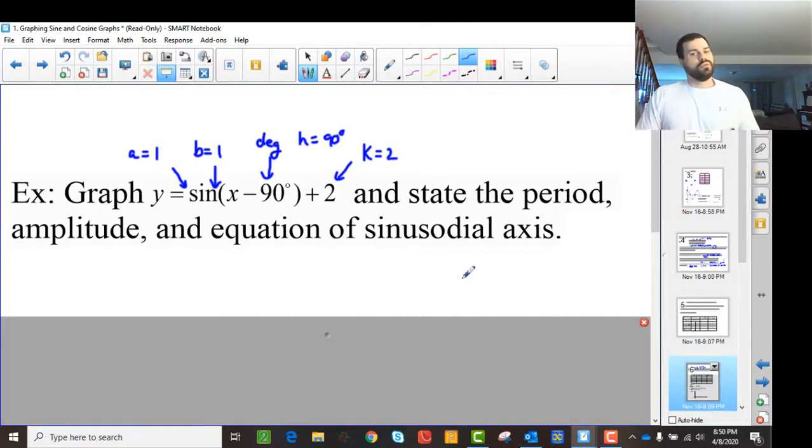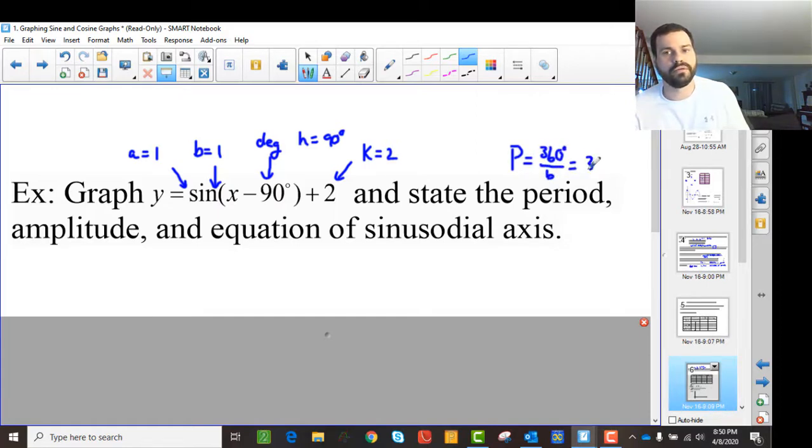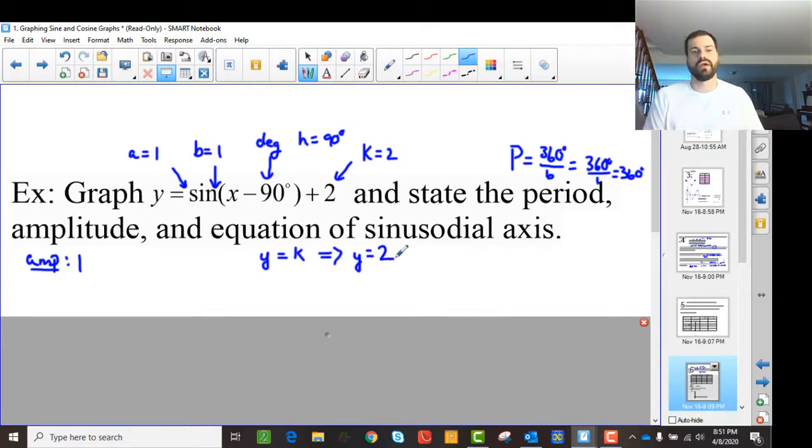The cool thing is I can state the period before, because I know the period is 2 pi radians, or 360 degrees, divided by b. So if b is 1, the period is just 360 divided by 1, or 360. I can state the amplitude because the amplitude is my a value. So the amplitude is just 1. And then I can state the equation of the sinusoidal axis because that is y equals k. So in this case, it's y equals 2. So I have my information.